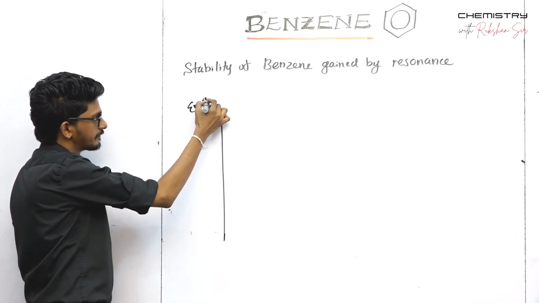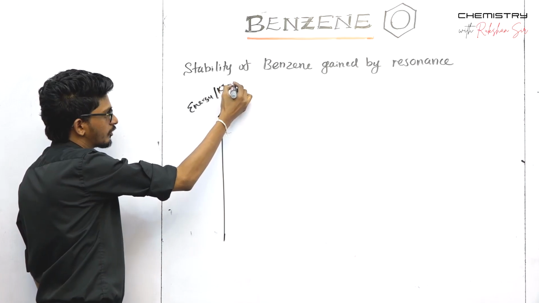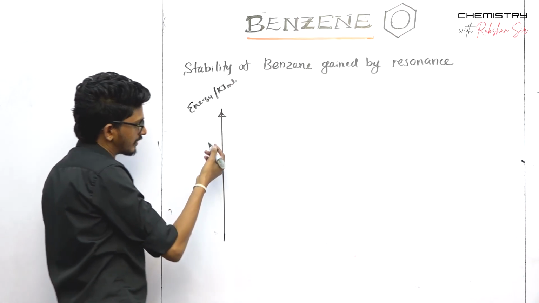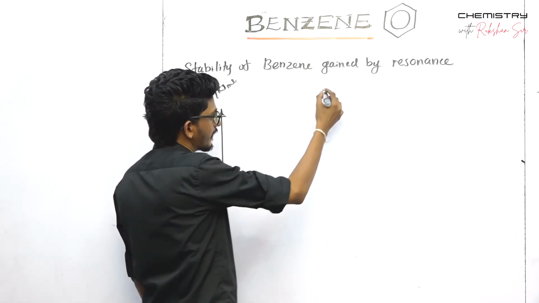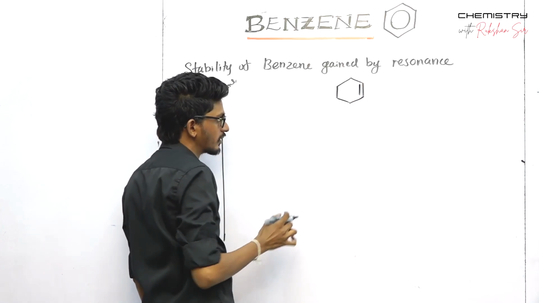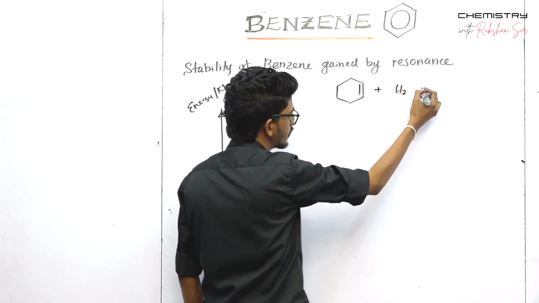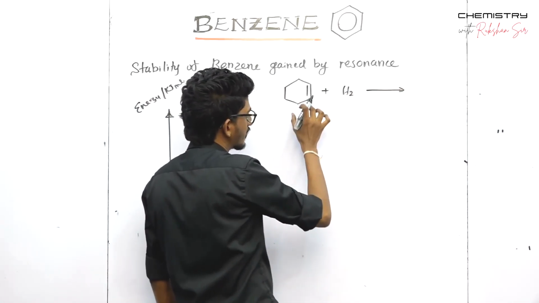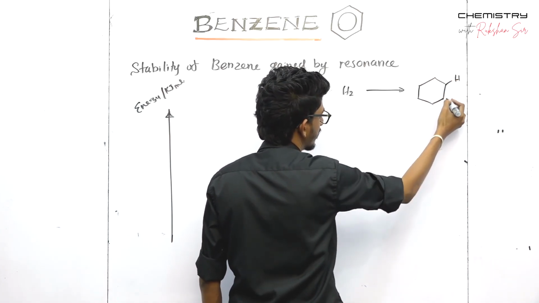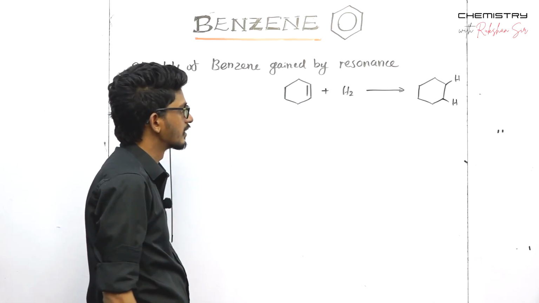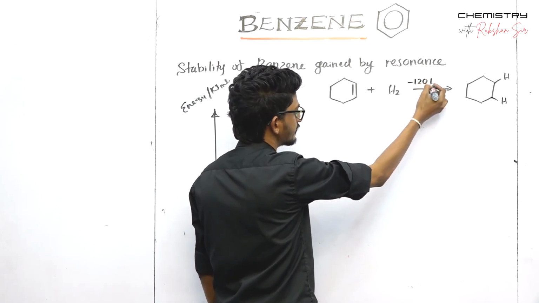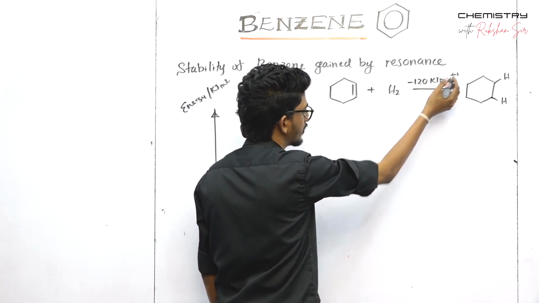Practically, they have found that if you are to hydrogenate this compound by adding H2, the energy needed to hydrogenate this, that means to connect 2 hydrogens to this one, is 120 kilojoules. These are some practical data they have obtained, right?